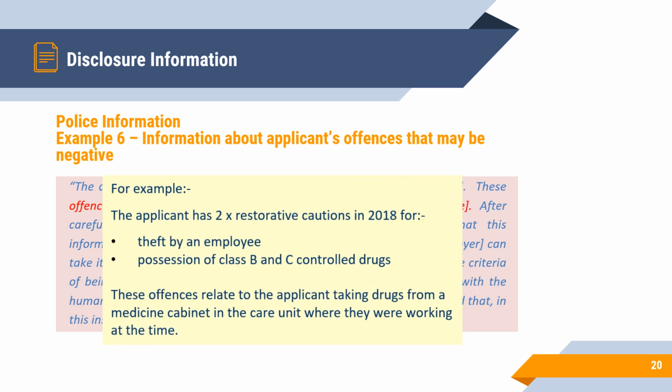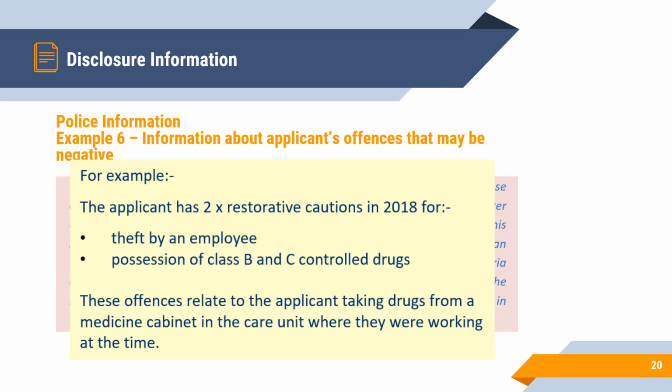In the highlighted example here, you can see that police have referenced two cautions on the applicant's criminal record for theft by an employee and possession of Class B and C controlled drugs. The key information that police go on to share in this example is that the offences related to the applicant taking drugs from a medicine cabinet in a care unit where they were working.